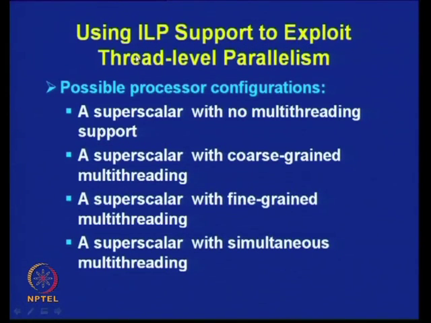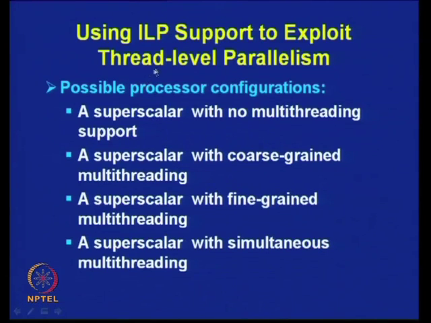Now, we have discussed instruction level parallelism, and we have briefly discussed multithreading. Can one support the other? Here, instruction level parallelism support to exploit thread level parallelism can be done, and you can configure processors accordingly. For example, you can have 4 possible configurations. You can have a superscalar processor with no multithreading support. This is one possibility. Here you will be using only instruction level parallelism, but no thread level parallelism.